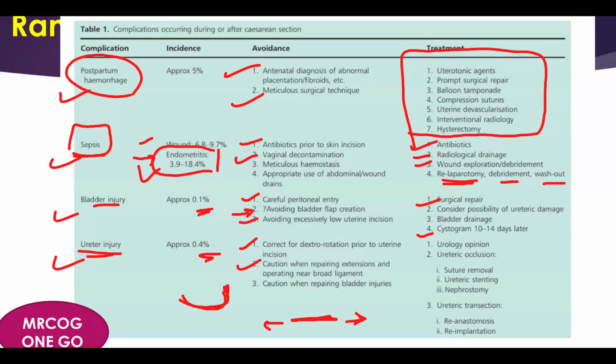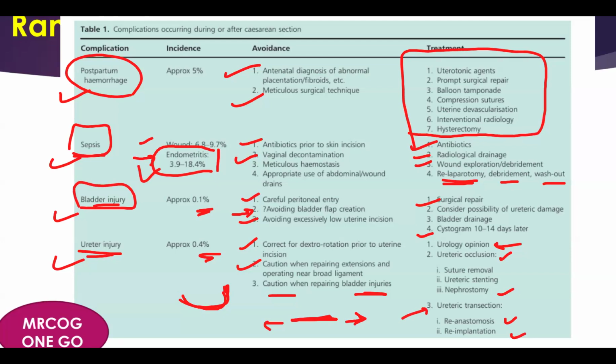And also take care while you are repairing the bladder injury. How to manage? Once you have a bladder injury, please take urology opinion. Also with the ureteric injury, take care and take the opinion of urology. If the case is a ureteric occlusion, like sutured or ligated for any reason, do suture removal, put a stent, and we can offer nephrostomy as well. But if it's a transection, like cutting through the ureter, then reanastomosis or reimplantation.